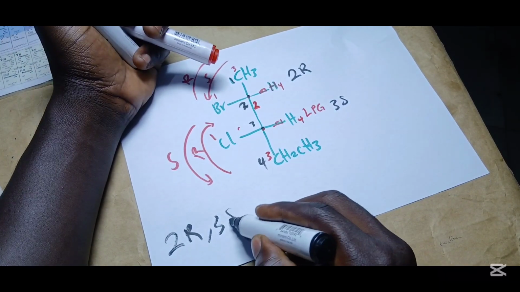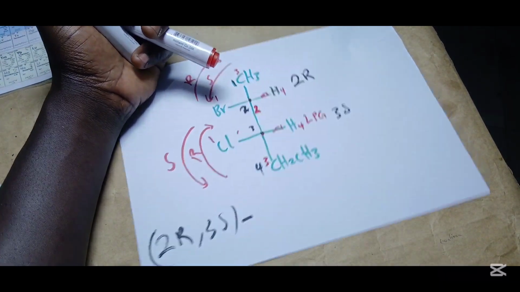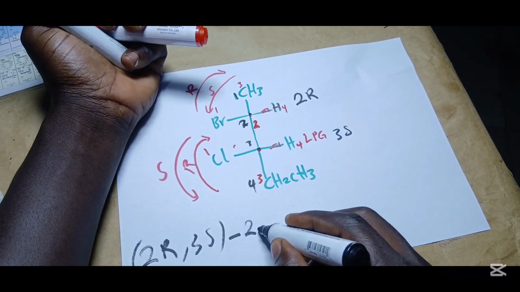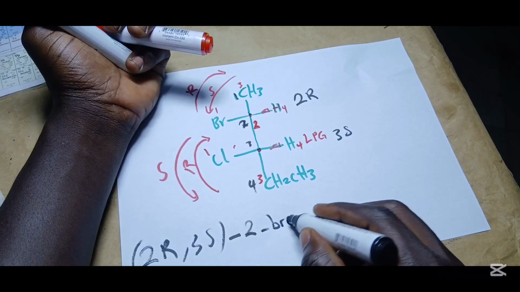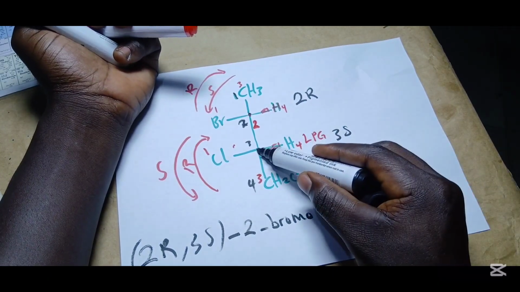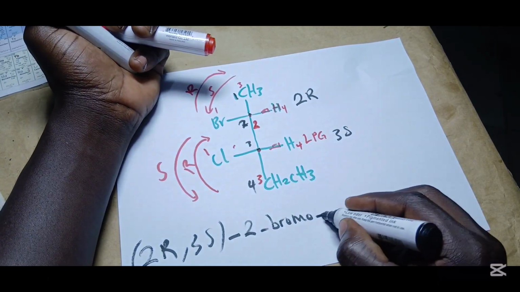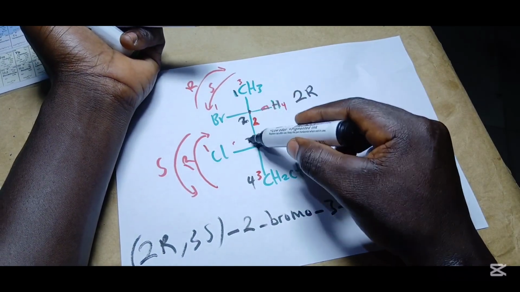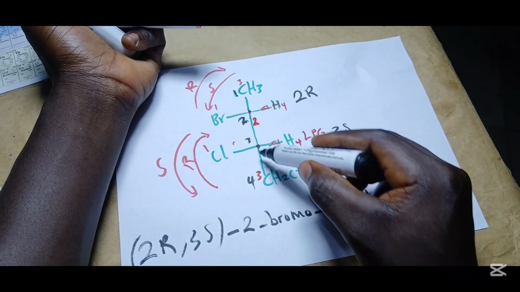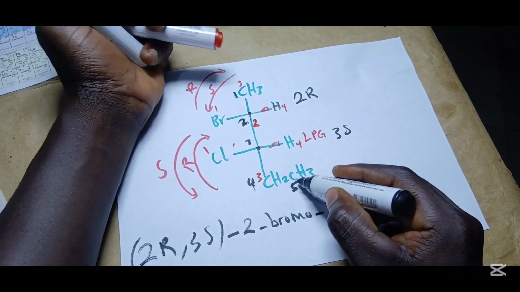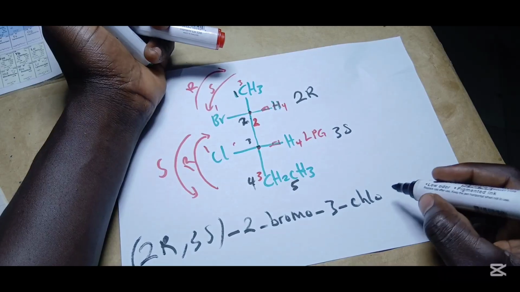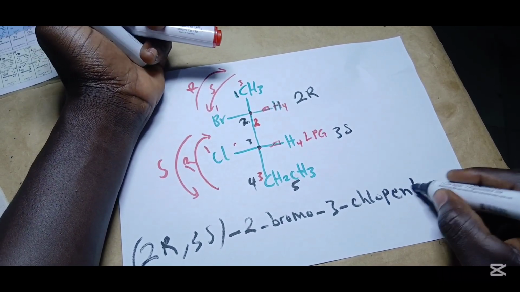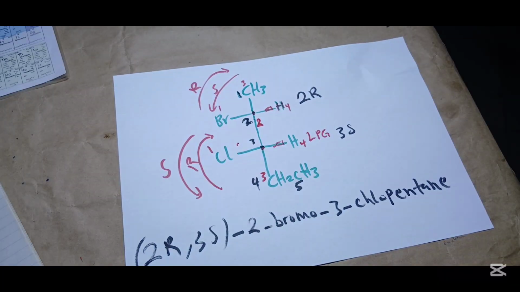3S in bracket, dash. On carbon number 2, we have a bromine there. 2-bromo. On carbon number 3, we have a chlorine there. Dash 3-chloro. And this carbon is 1, 2, 3, 1, 2, 3, 4, 5, right? Which is pentene, chloropentene. That is it for this video.